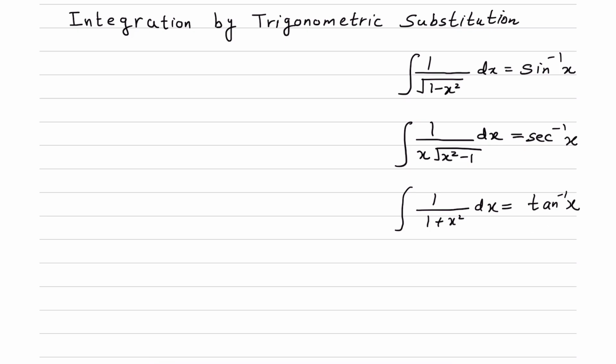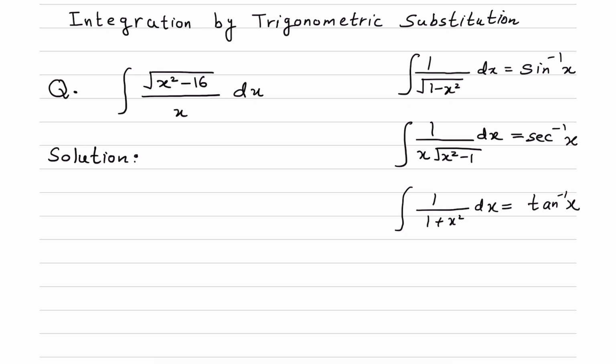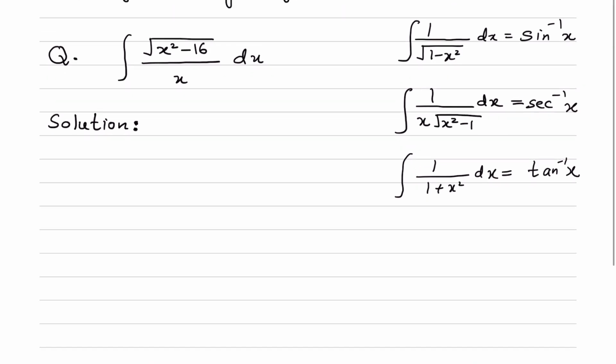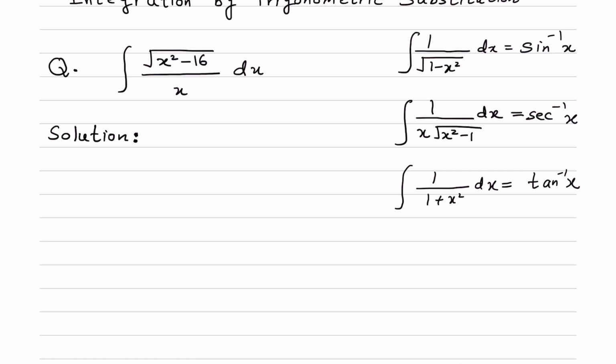Now let's start with the problems where we have to solve the integral by using trigonometric substitution. Let's say we have to solve a question. The integral is the square root of x squared minus 16, divided by x, dx. There is no known formula that would help us to solve this integral directly, so we will solve this question by using the trigonometric substitution.